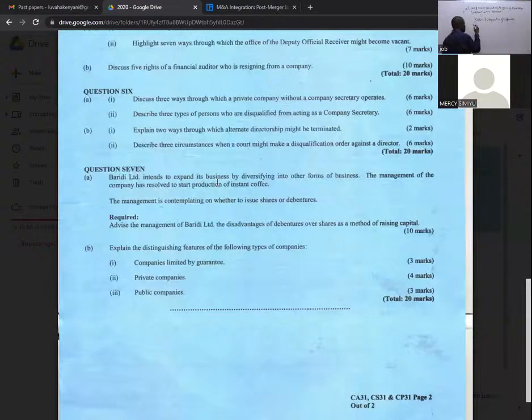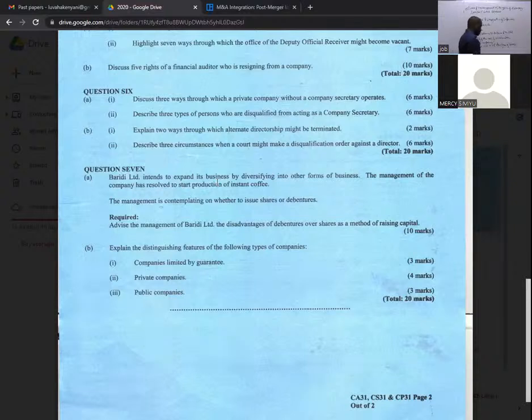So I think here we defined a company. We looked at the characteristics of a company. We looked at the role in Solomon versus Solomon and Company Limited. We looked at lifting of the veil of incorporation. Then also we looked at the types of companies. Then we were also able to distinguish between a company and other forms of business.